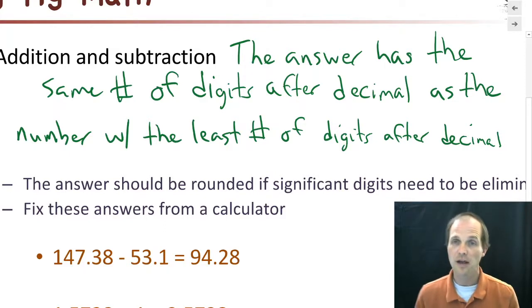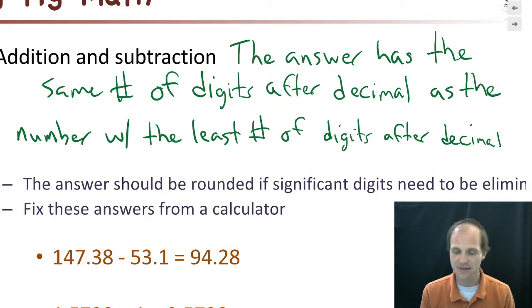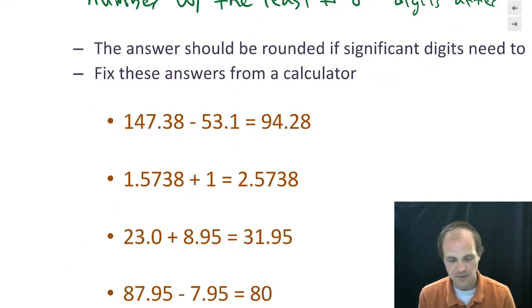So, multiplication and division, we counted significant figures. Addition and subtraction, what we're going to be counting is not significant figures, but number of digits after the decimal, whether or not they're significant. Okay. So here are some examples.